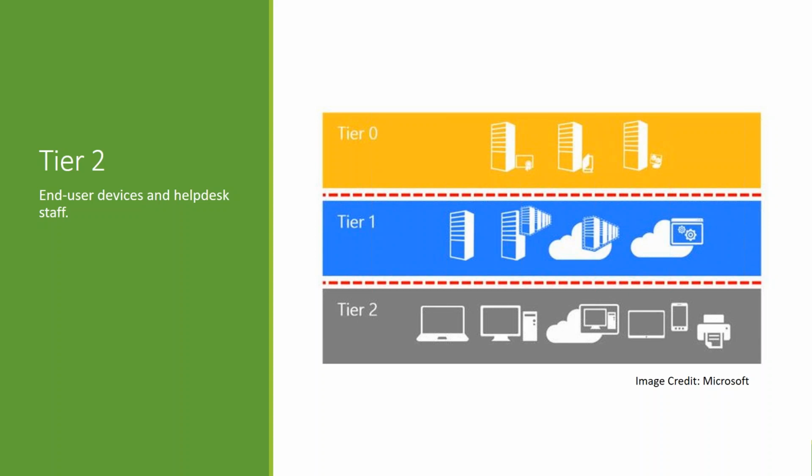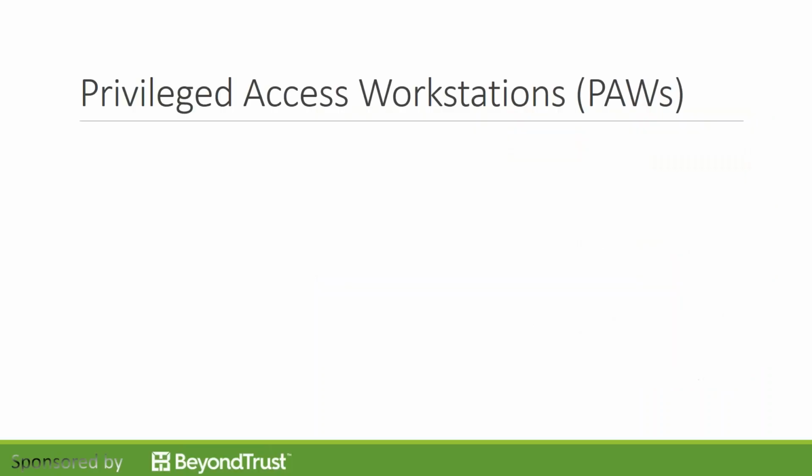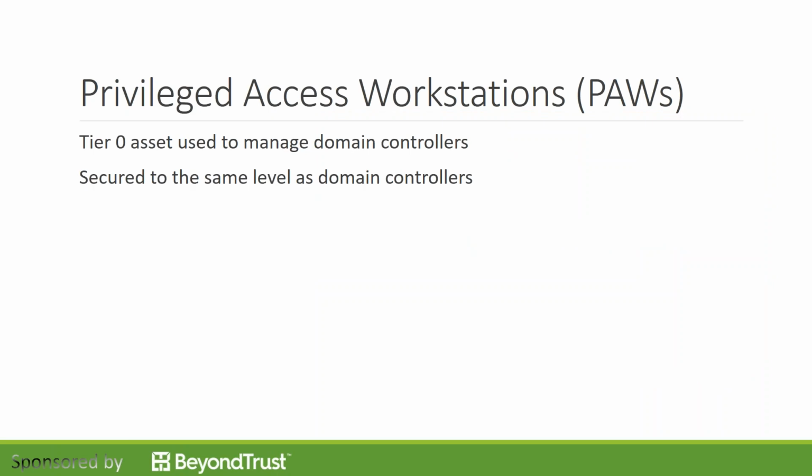How is all of this separation of administration achieved? I'll show you in a minute when we have a look at the demo at the OU structure that Microsoft propose that you use to achieve this, and it's all achieved basically through delegation of administration and through group policy. We also have our Privileged Access Workstations, and as I said before, they're a Tier 0 asset, and they're secured to the same level as our domain controllers.